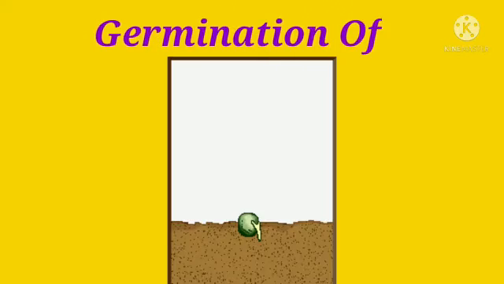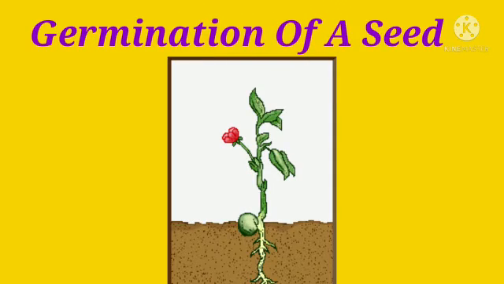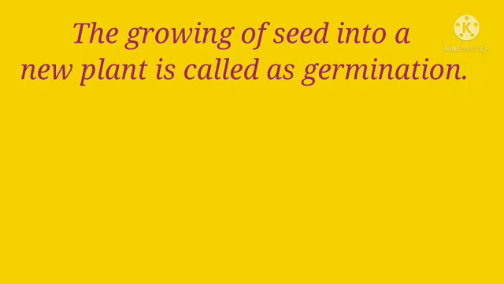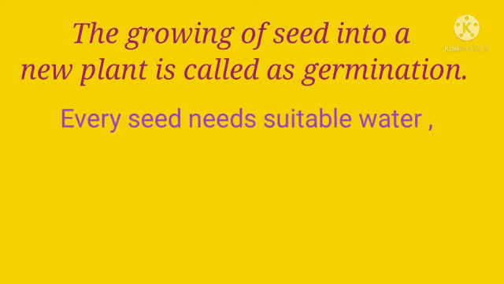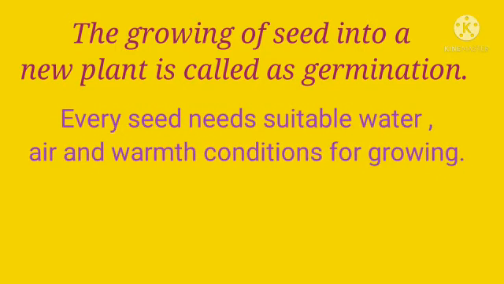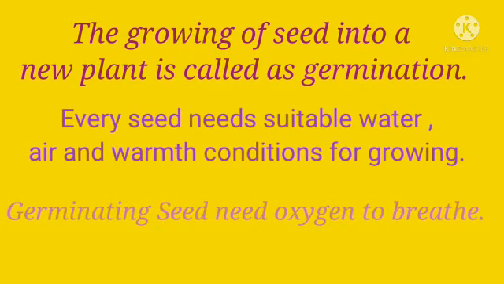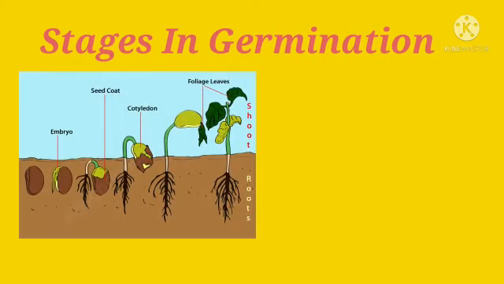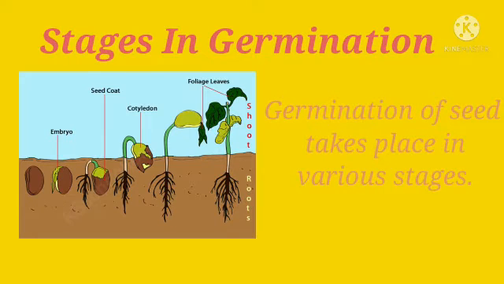Germination of a seed. The growing of a seed into a new plant is called germination. Every seed needs suitable water, air and warm conditions for growing. A germinating seed needs oxygen to breathe. Stages in germination. Germination of a seed takes place in various stages.